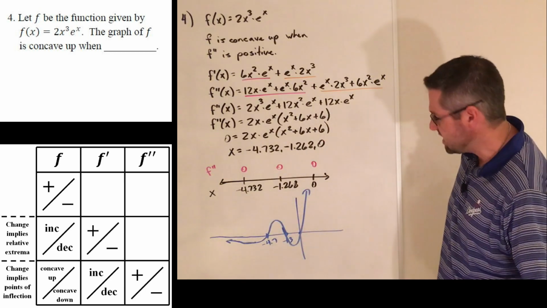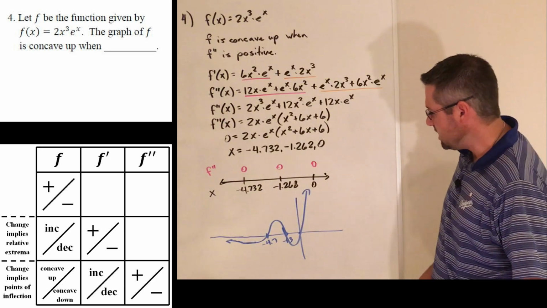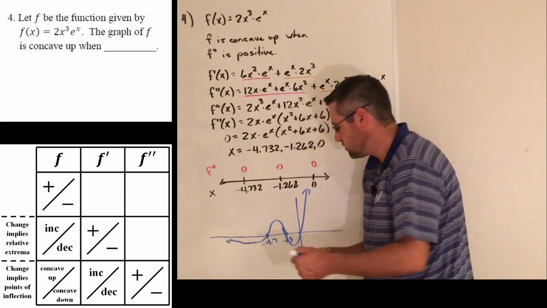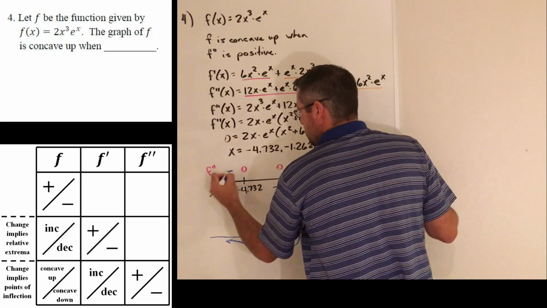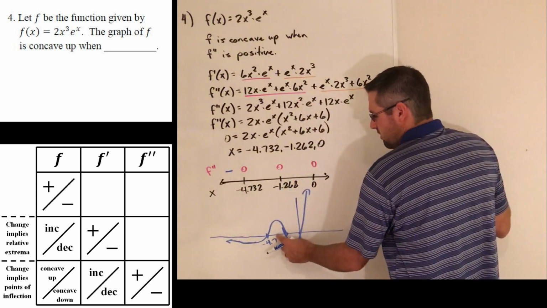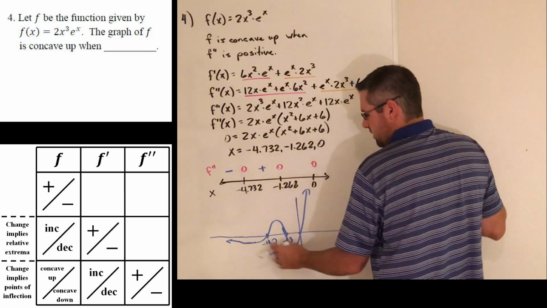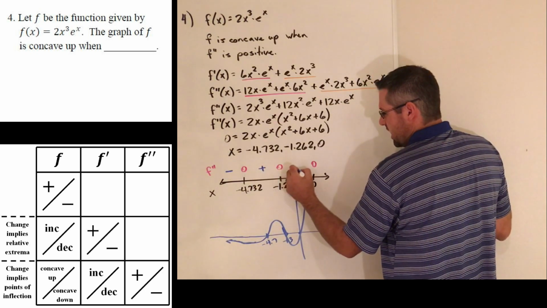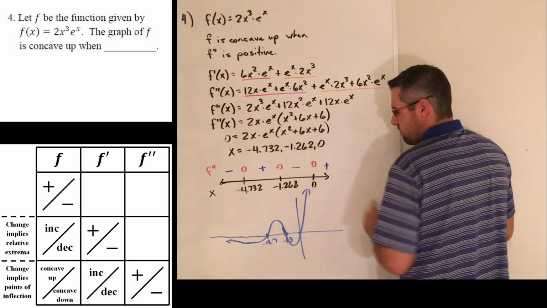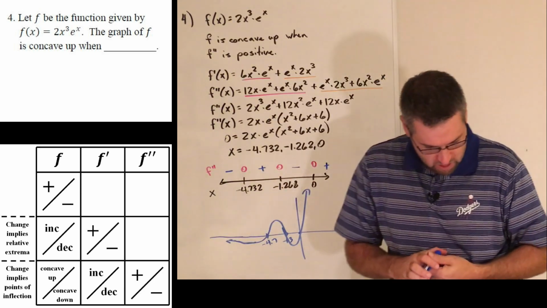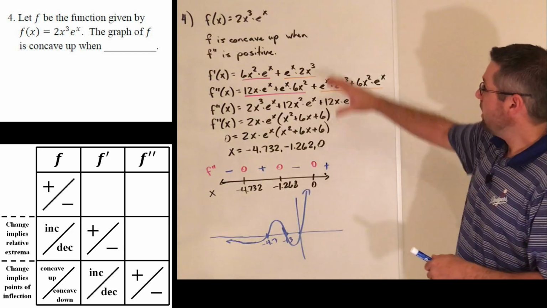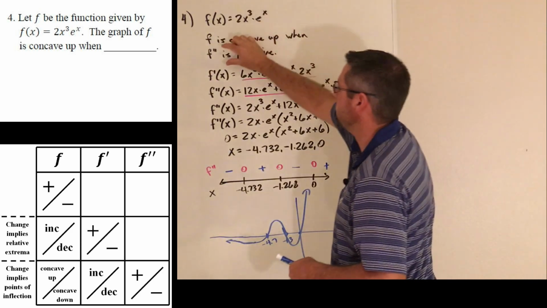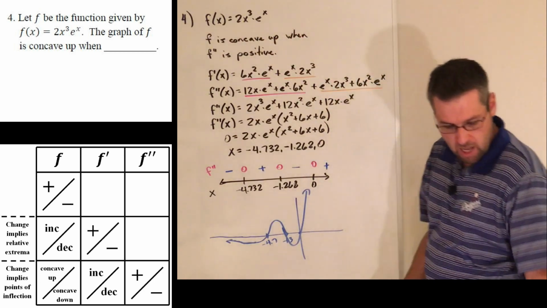And so we can see the signs are really easy. F double prime is negative for all values to the left of negative 4.732. We can see that f double prime is positive within that interval, negative in the interval negative 1.268 to 0, and then positive for every value greater than 0. And so we go back to the question, and we are looking for when f is concave up, which implies we're looking for when f double prime is positive.